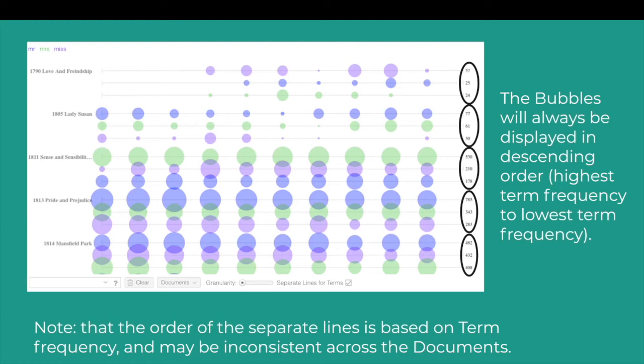Miss is the term with the highest frequency in Love and Friendship, and therefore is displayed on the topmost line for the document. For Lady Susan, Mr. is the term with the highest frequency, and is displayed as such on the top line. The term with the highest frequency in Sense and Sensibility is Mrs., and it once again appears as the top line for this document.